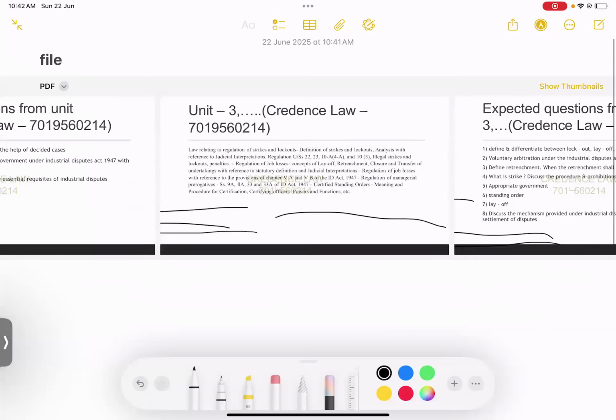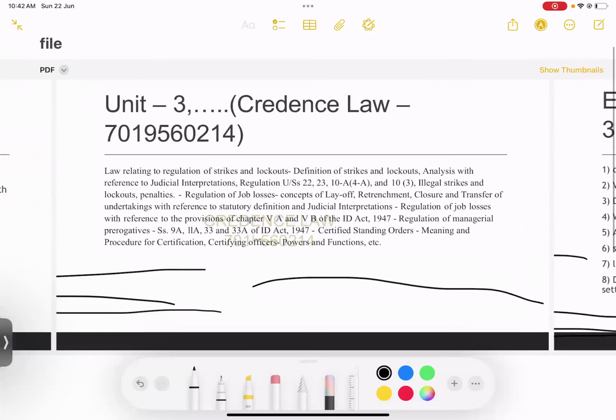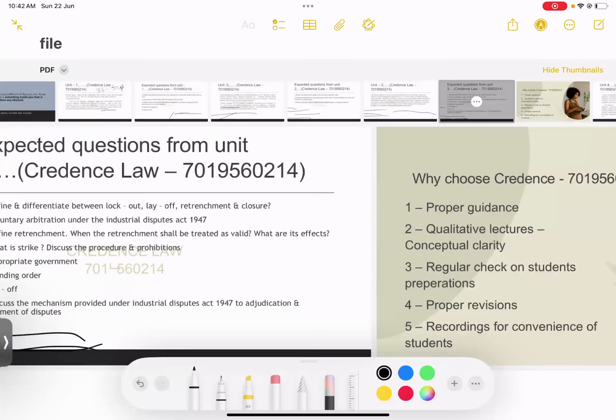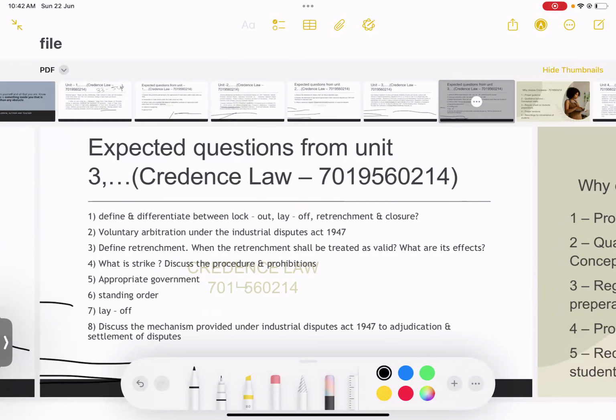Important questions from the third unit: define lockout, layoff, retrenchment, closure, and then arbitration, appropriate government, and layoff.